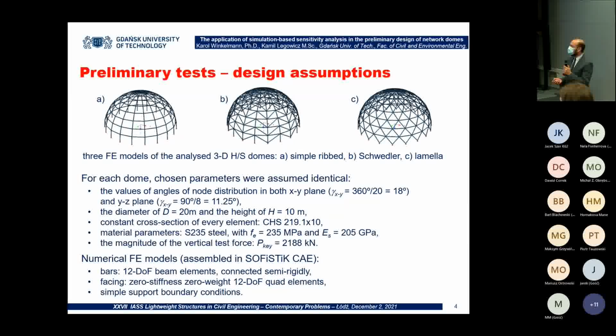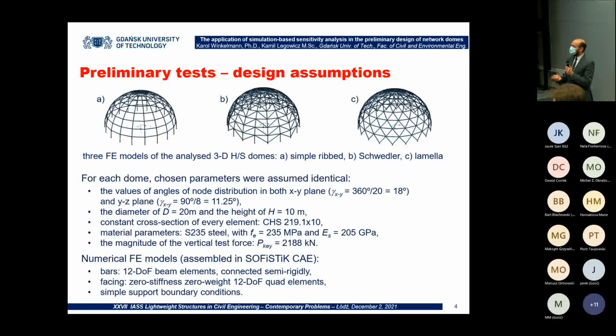We have a simple ribbed dome, we have a Schwedler dome, and we have a lamella dome. For each dome, some parameters are assumed identical, such as the values of angles, so that the grids have a similar amount of elements or a similar geometry. The diameter and the height, the cross sections of every element, and the material parameters are also identical.